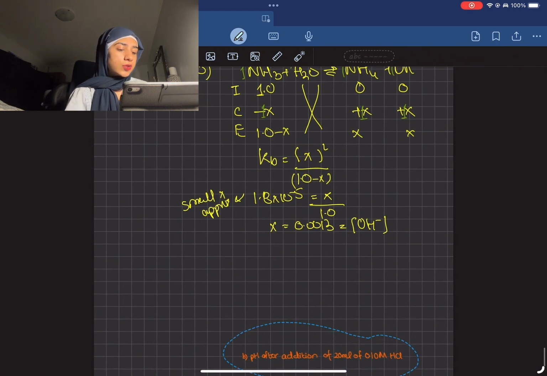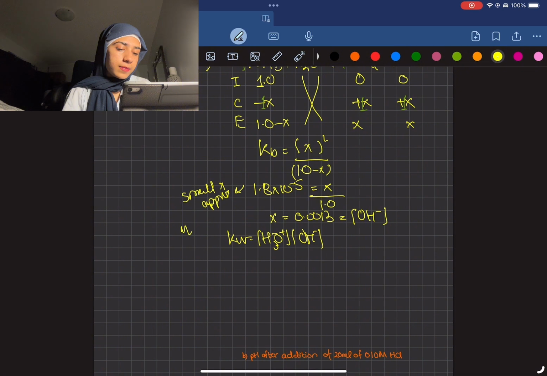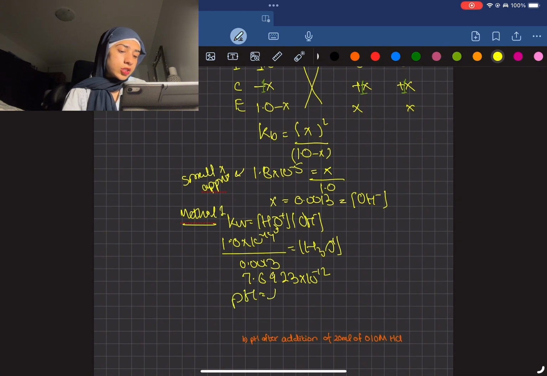Now there are two things that you can do from here. Either you use the formula Kw equals concentration of H3O positive times OH negative, method 1, and then plug the values in. 0.0013 equals the concentration of OH negative. This would equal 7.6923 times 10 raised to the power negative 12. pH equals minus log H3O positive. So when you plug this value in, the pH would be 11.11.